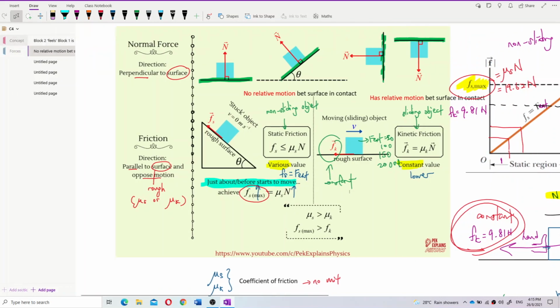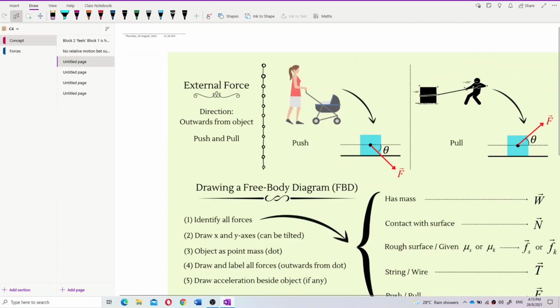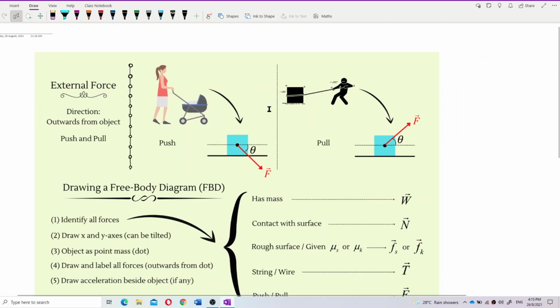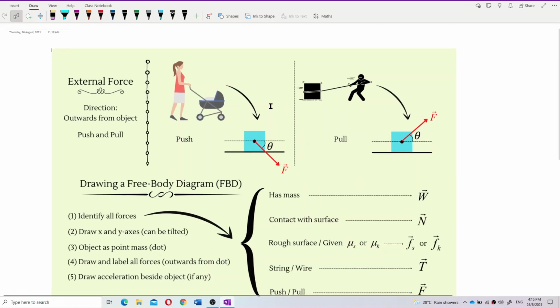And then one more thing is about the external force. This one I will talk about in the next video.